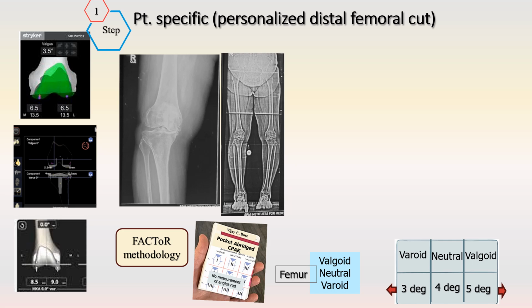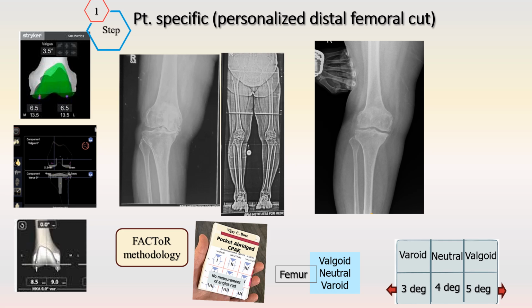We can achieve the same thing using the factor methodology with the pocket abridged CPAK. So with the pocket abridged CPAK, the femur can be divided, in a non-valgus knee, into a valgoid femur, a neutral femur, or a varoid femur. And that's a very basic grid that we use. If it's a varoid femur, you have to cut the distal femur in 3 degrees. If it's a neutral femur, you must cut in 4 degrees. And if it's a valgoid femur, you must cut in 5 degrees. This is the basic grid. As you develop experience, you can probably expand this grid. But we strongly recommend, as you start off, you must stick only to this basic grid.